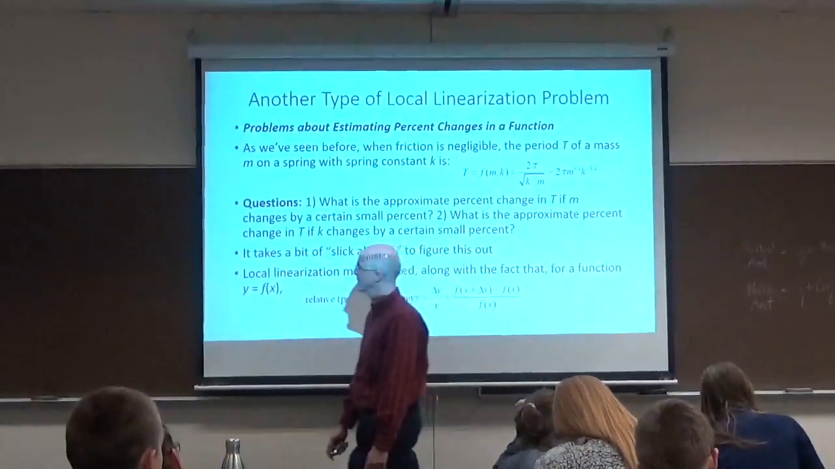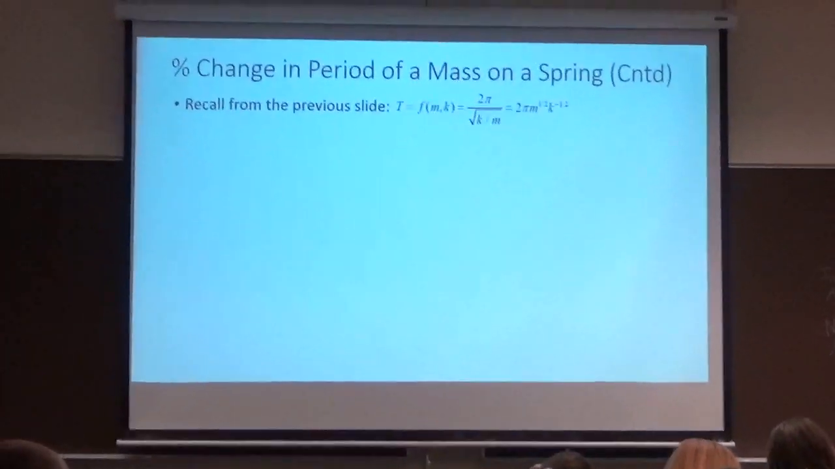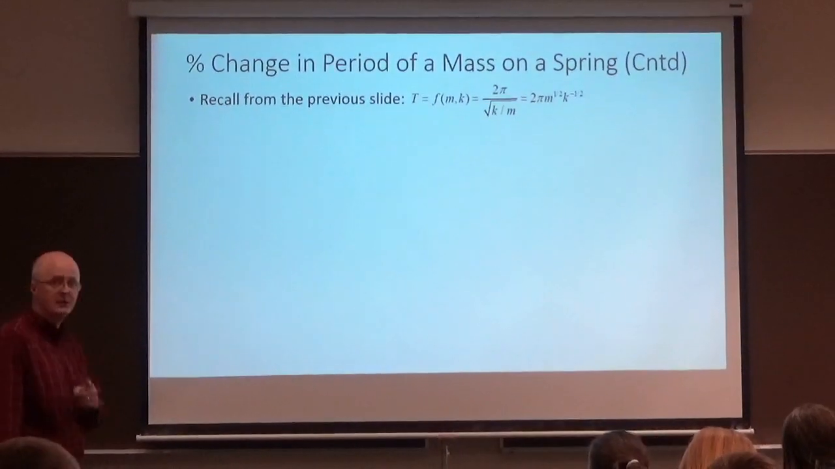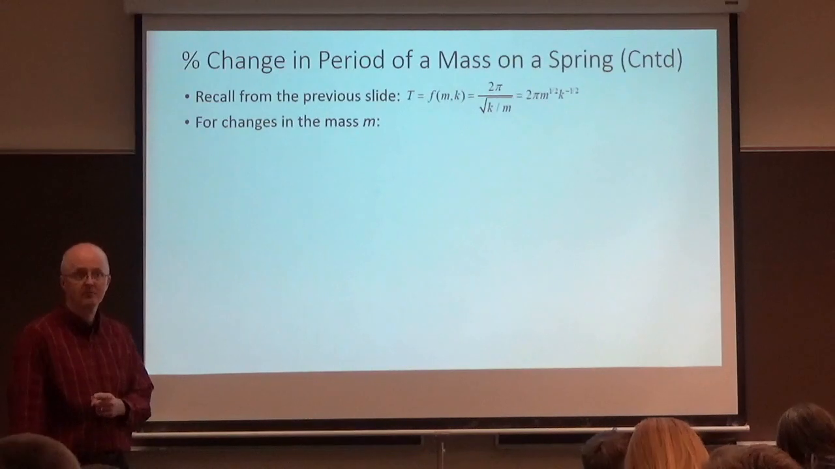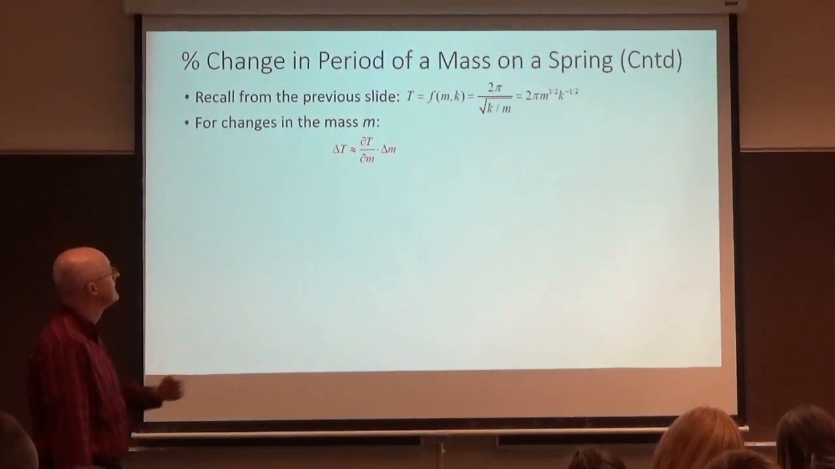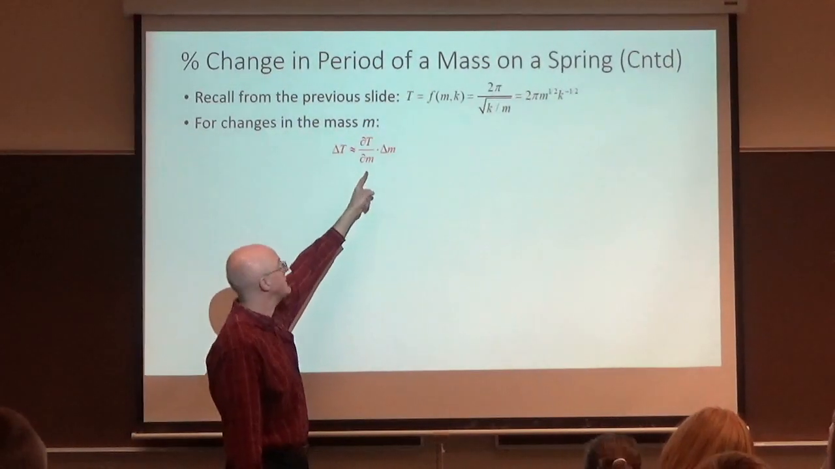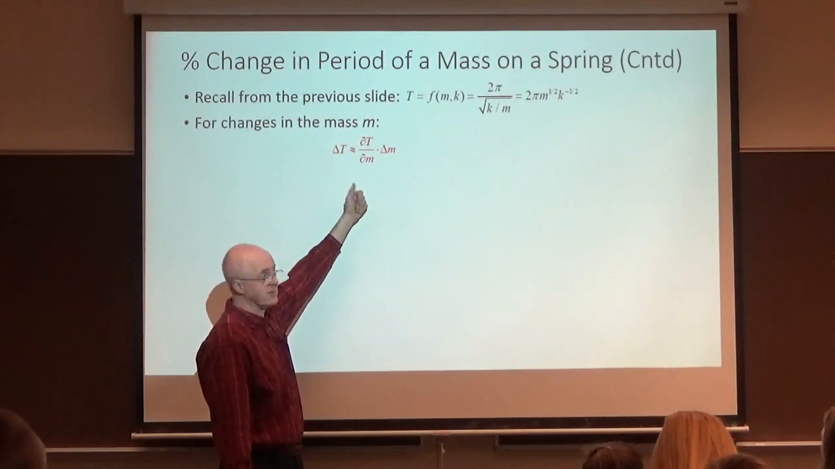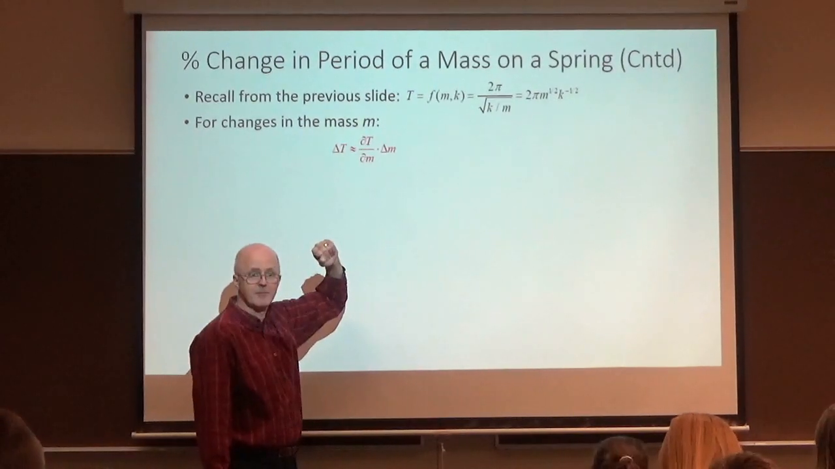All right, on to solving these questions. First, recall that formula from the previous slide. What should I do? Use local linearization. In terms of partial derivatives, you can write it like this. The change in T, the change in the period, is approximately the rate of change of period with respect to mass, partial derivative of T with respect to m, times the change in m.